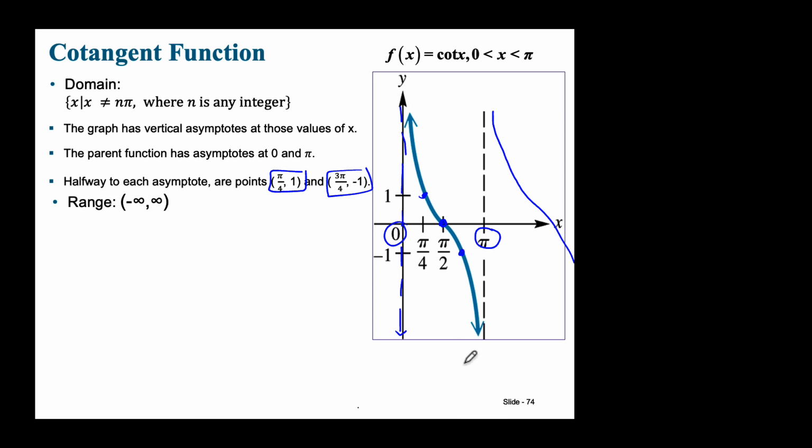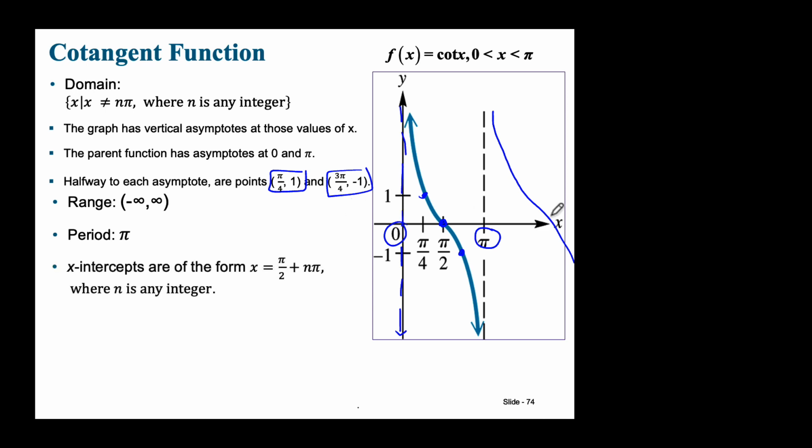The range, bottom to top here, you can see negative infinity all the way to positive infinity. The period, just like tangent, is pi. It's more obvious on this one. Distance from 0 to pi between these two asymptotes is the length necessary, or the period necessary to complete one cycle of cotangent.